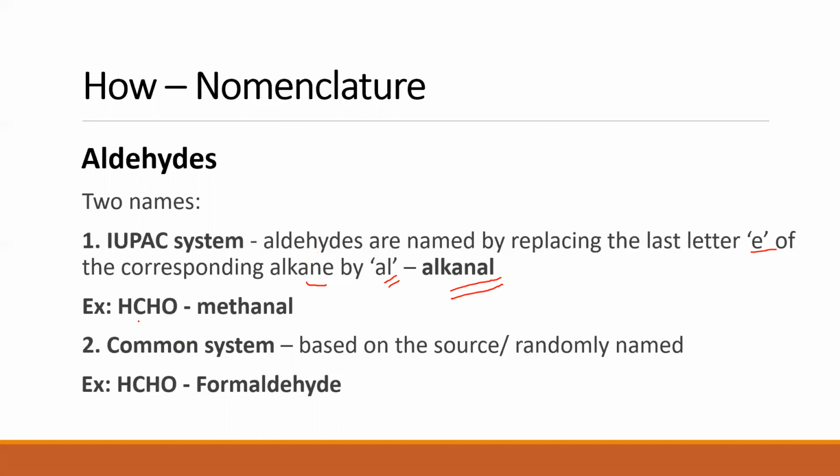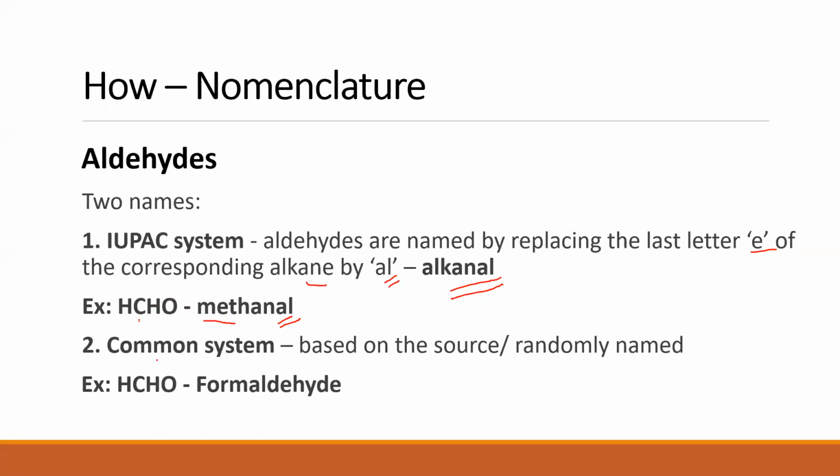This is the simplest aldehyde that's available because it contains only one carbon atom. Since this aldehyde contains only one carbon atom, the root word naturally is what? Root word is meth. And since it is obtained from methane, in order to get the aldehyde's name, I will have to replace the E of methane with Al. When I do that, the name that I get is methanal. So methanal is the IUPAC name of this compound. Similarly, I have ethanal, propanal, butanal, pentanal, and so on.